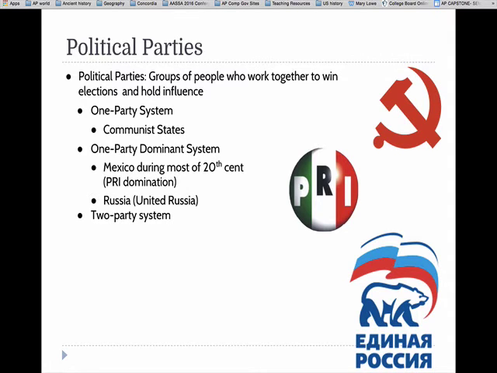Then we have the system that's actually very, very rare, but it is the system that the United States uses, and that's the two-party system.